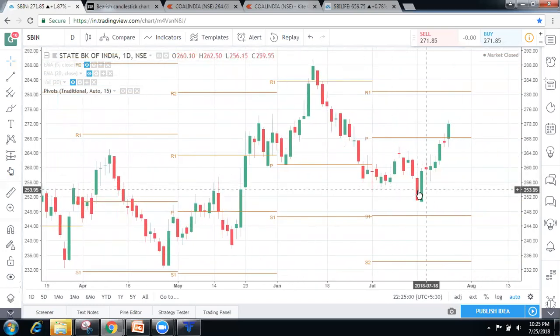Now this is my bullish engulfing. I entered here at 259. This is my stop loss. My pivot should be my first target, and when the first target is achieved, my next target should be 280.